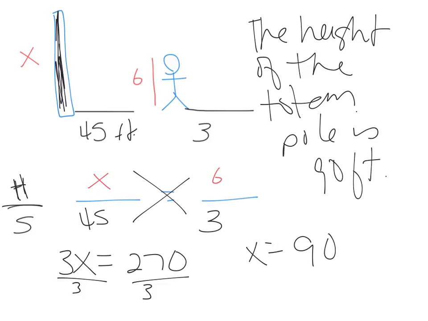There are other ways you could do it. You could put the shadow on top. You could put the heights of both people, as long as your labels are consistent, which is why I set up this on the side, just to keep me focused on where my numbers would go. Let's take a look at another problem.